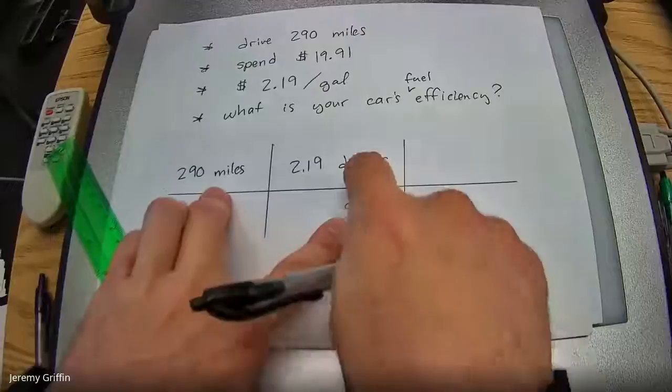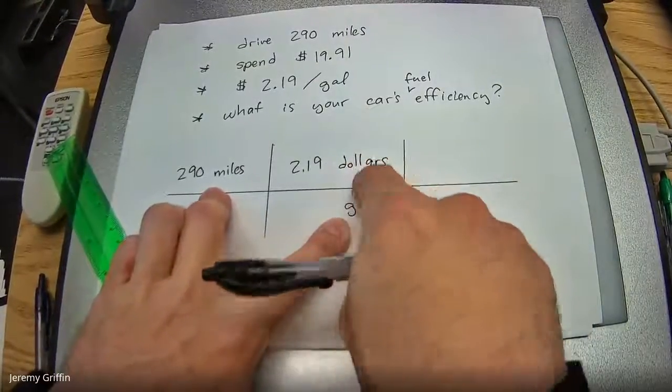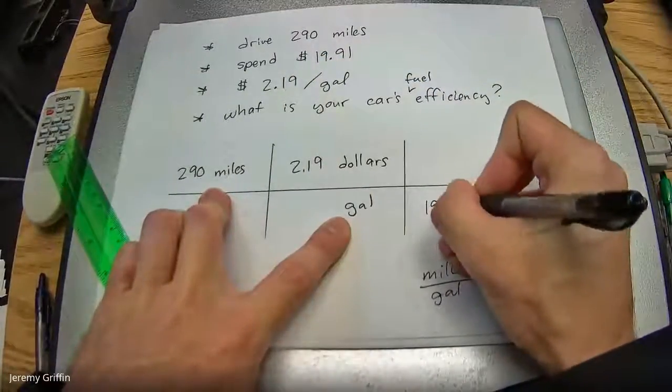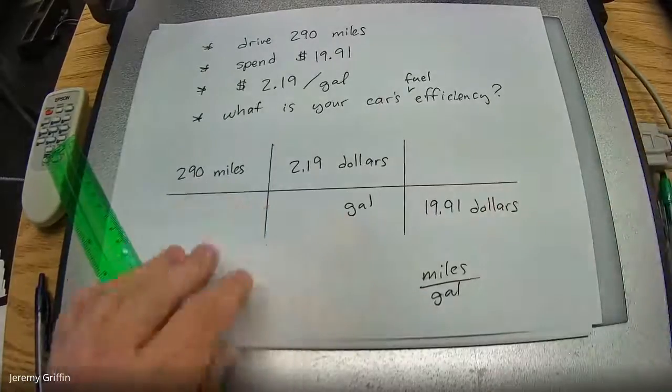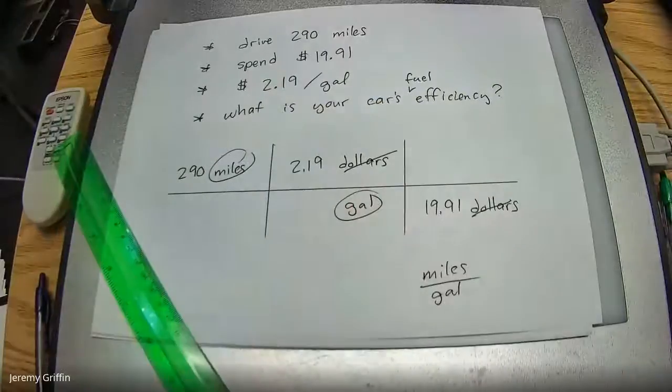That almost looks good, except that I've got too much going on in the numerator. I've got dollars, so I need to get rid of that. That's how much I spent. I spent $19.91. You see how dollars is going to cancel out? It's going to leave you with units of miles per gallon.